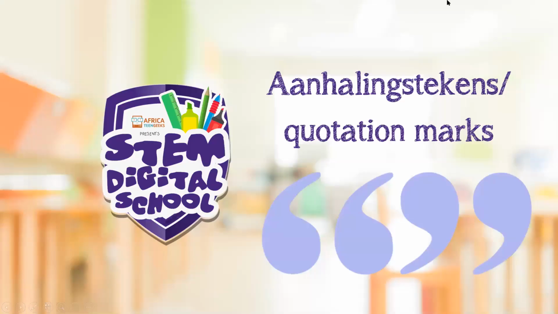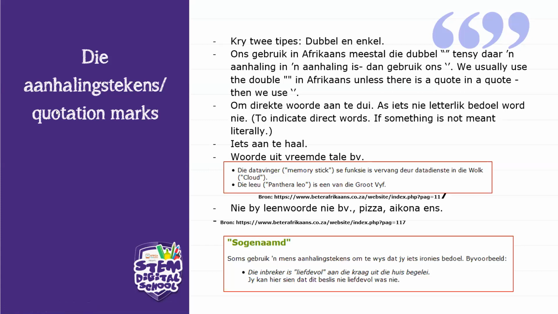Okay. Then we get to what we call aanhalingstekens, quotation marks. You'll see there I put a picture in there. And here is a lot of information about quotation marks. So I want you to focus now. First of all, we get two types in Afrikaans. We get the double and the single aanhalingstekens. Then, ons gebruik in Afrikaans meestal die dubbel. So we usually use the double quotation marks in English. But when we give a quote within a quote, then we use the single aanhalingstekens or quotation marks.